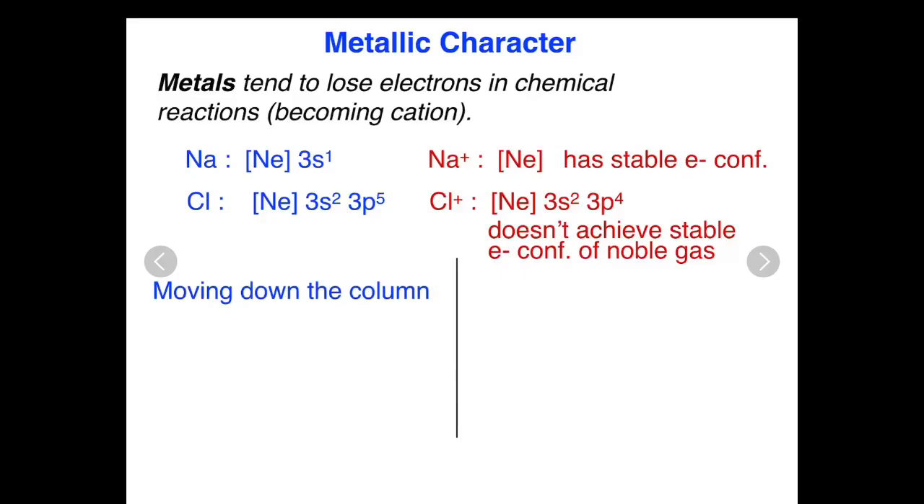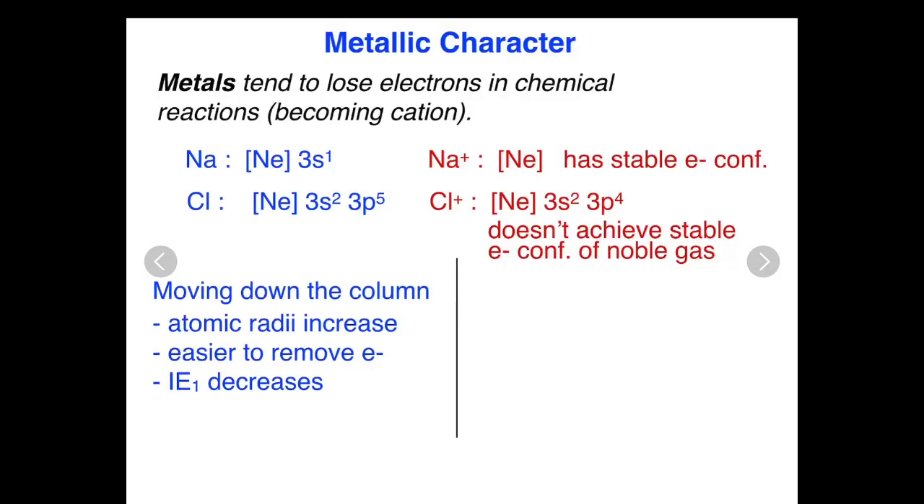So pretty much, the trend for metallic character is going to be the same trend as the size again. Think about this: as the size increases when we go down the column, we already see that it's going to be easier to remove an electron. Therefore, the metallic character would increase, because it's easier to remove an electron. You can tell this by the trend of the ionization energy as well, right? So it's going to exhibit more metallic character.